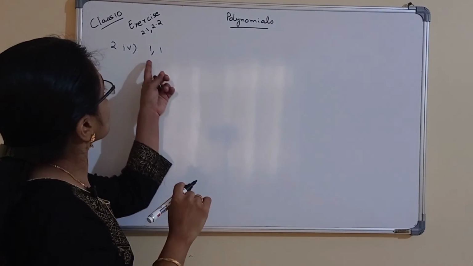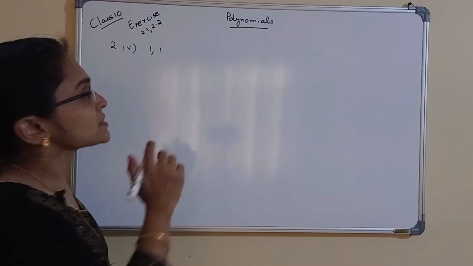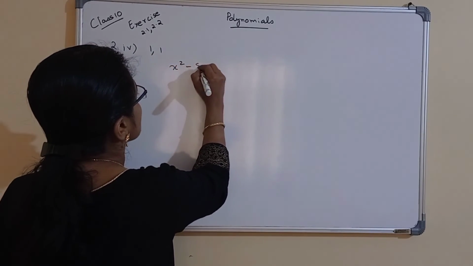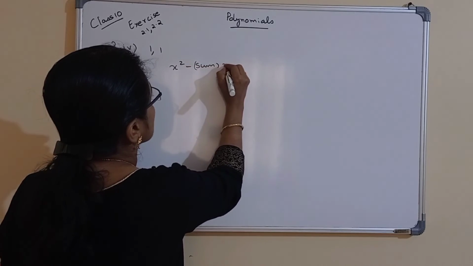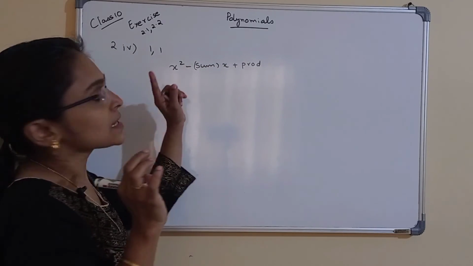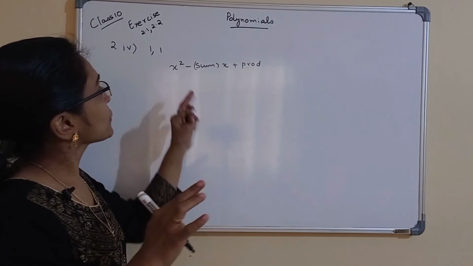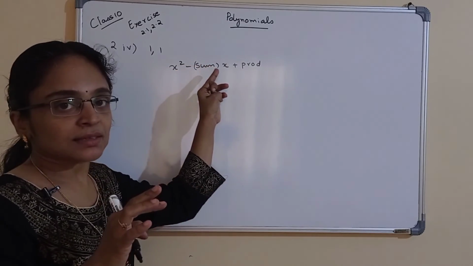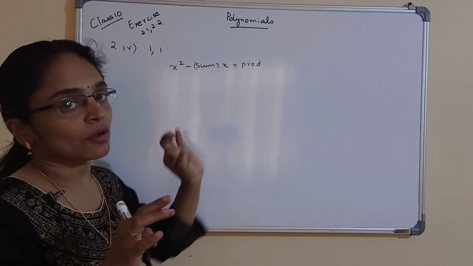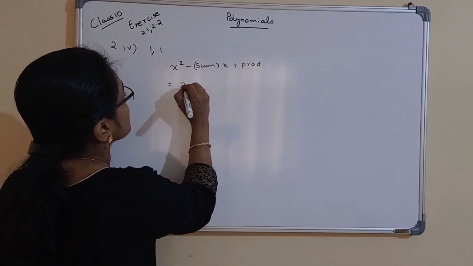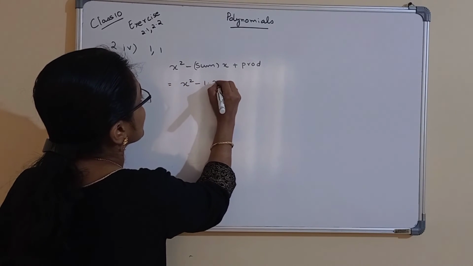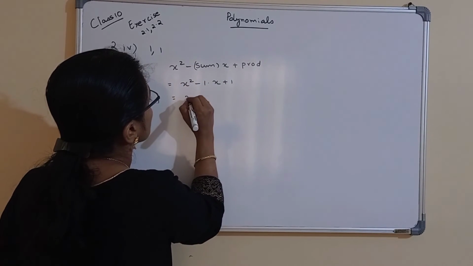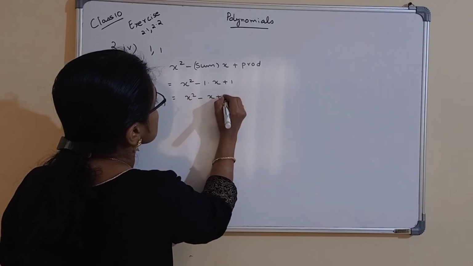Next one, sum of roots 1, product of roots 1. So it is x square minus sum into x plus product. You have to write this as first step. The quadratic polynomial is of the form x square minus sum of zeros into x plus product of zeros. And that is equal to x square minus 1 into x plus 1, which is equal to x square minus x plus 1.